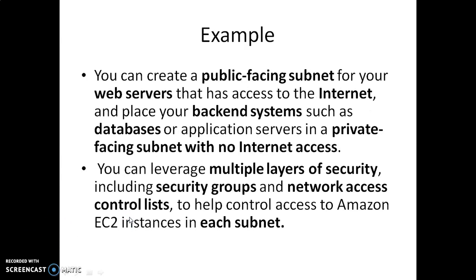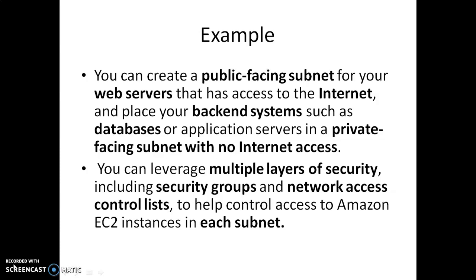So let's see what exactly happens in the VPC. You can create a public facing subnet for your web server that has access to the internet, and place backend systems such as database or application servers in a private facing subnet with no internet access. That means it is completely secured. It is used for private purposes or within the organization only, and that also has limited access based on the access given to people or the IP ranges that you set. We'll see about that later.